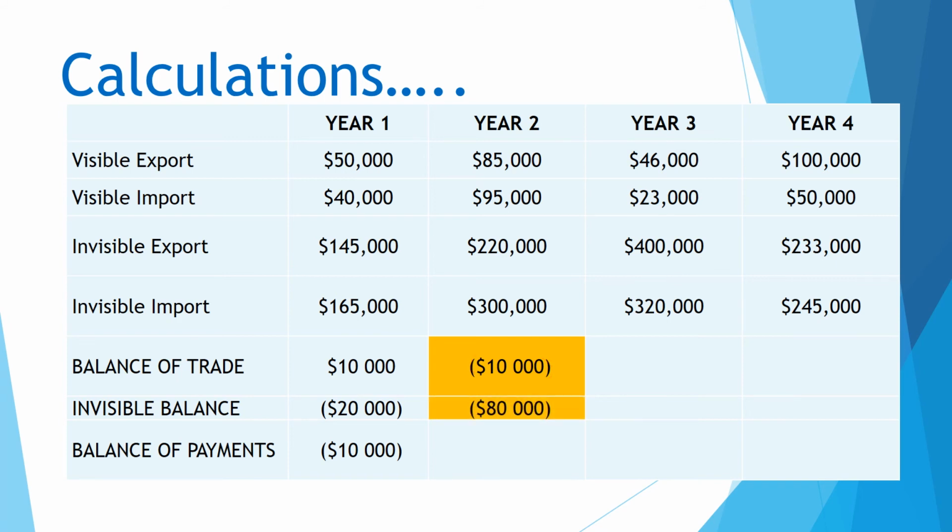Invisible balance tells us that we're dealing with the invisible figures. So we pull the invisible import and the invisible export. 220,000 take away 300,000, and that gives us negative 80,000. All right. I'm going to give you a minute to calculate year 3 and year 4 balance of trade, invisible balance, and balance of payment.